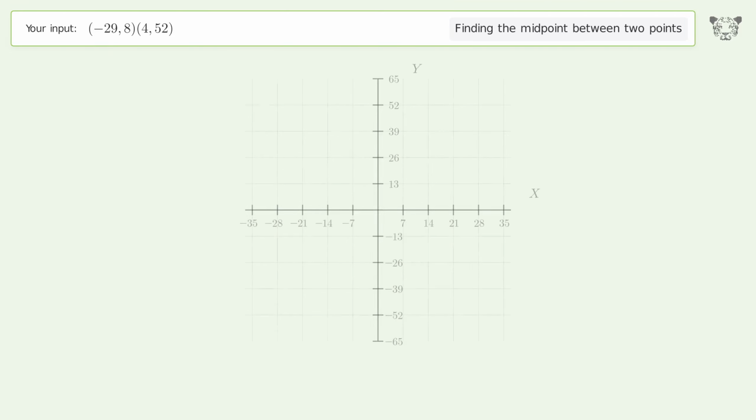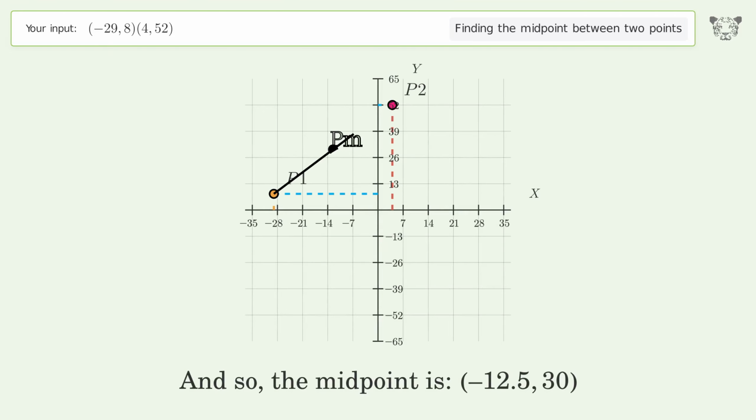And so, the midpoint is negative 12.5, 30.